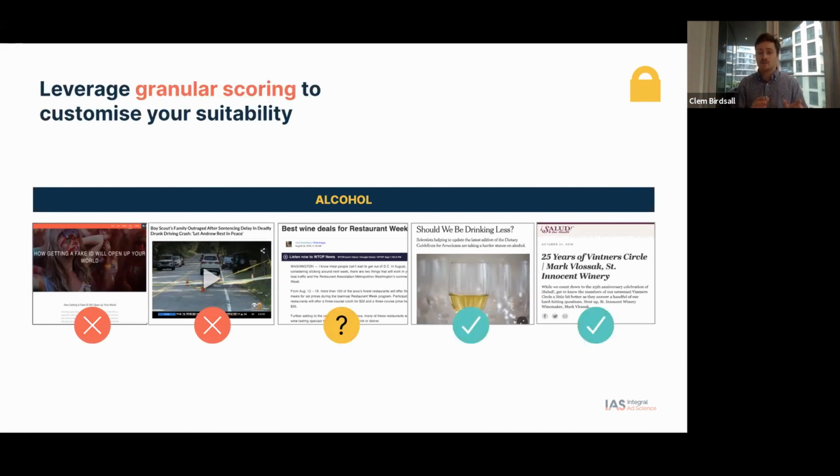And so what we aim to do, and this is especially important when we think about the machine learning to understand the boom of content available, what we want to help brands do is customize the level of risk that they're willing to appear against, and optimize in that way as well. So, the best wine deals at restaurants, that's questionable in the middle because it sort of encourages alcohol, but it's definitely safer than the Boy Scouts or getting a fake ID, but it's probably not as safe as the health benefits of drinking less or a business article.